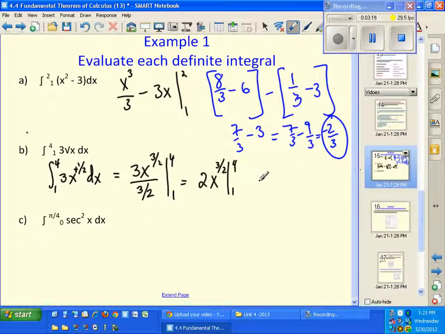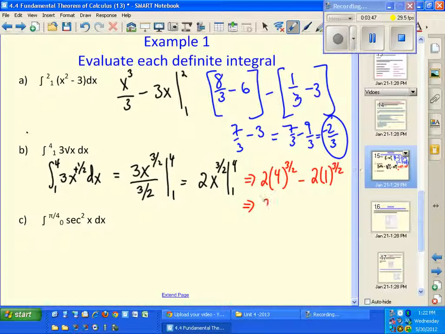And so now, plugging in what I know, it's going to become 2 times 4 to the 3/2 minus 2 times 1 to the 3/2. Now remember, if you don't remember anything about fractional exponents, you can do these in any order you like. I could cube 4 and then take the square root of that answer, or it might be more advisable to take the square root of 4 and then cube that answer. And that's the way I'm going to go about it. I'm going to take the square root of 4, which is 2, cube it, which gives me 8.